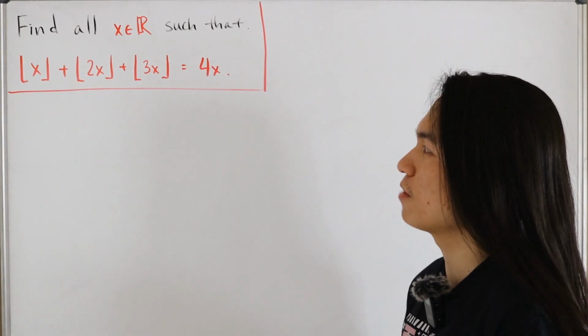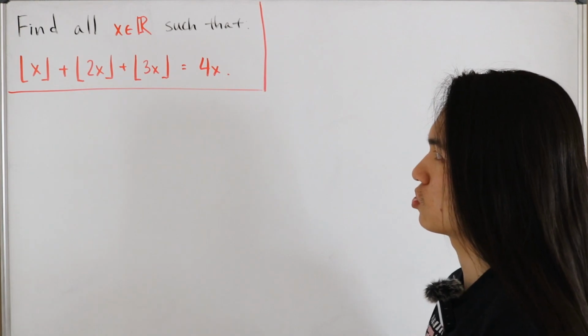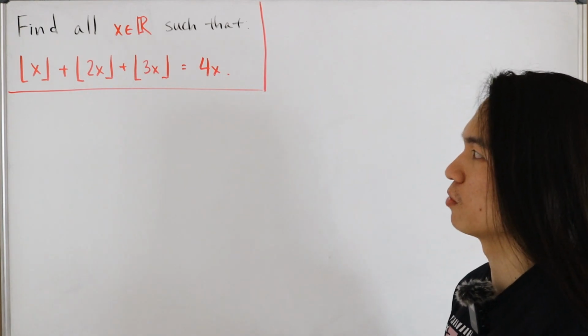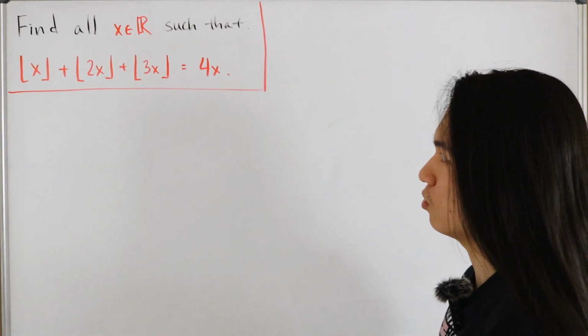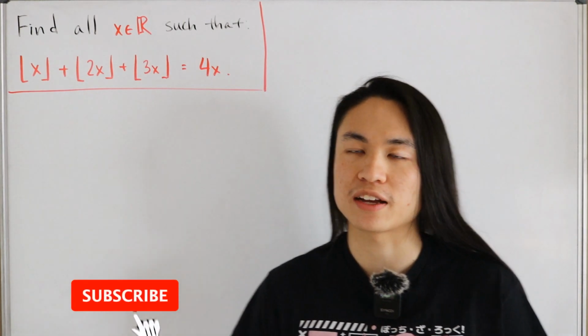So today we have an algebra equation that we would like to solve for. We want to find all x in the real numbers such that the floor of x plus the floor of 2x plus the floor of 3x is equal to 4x.